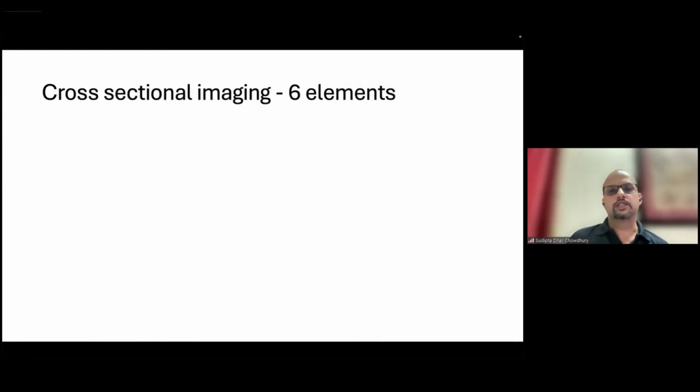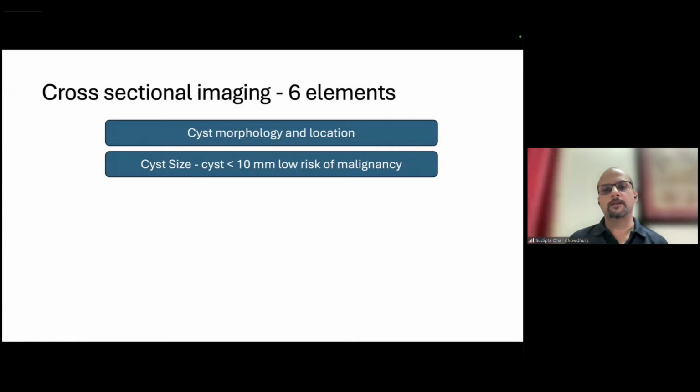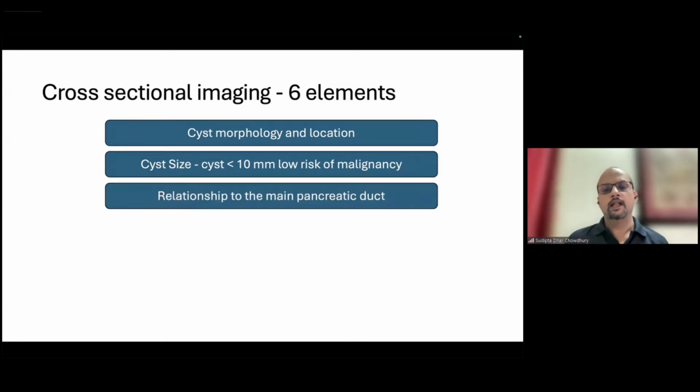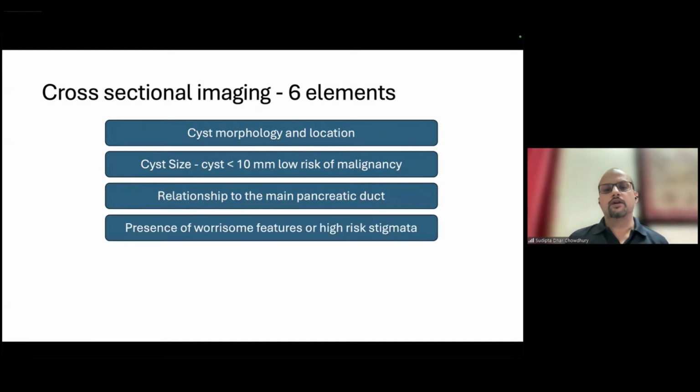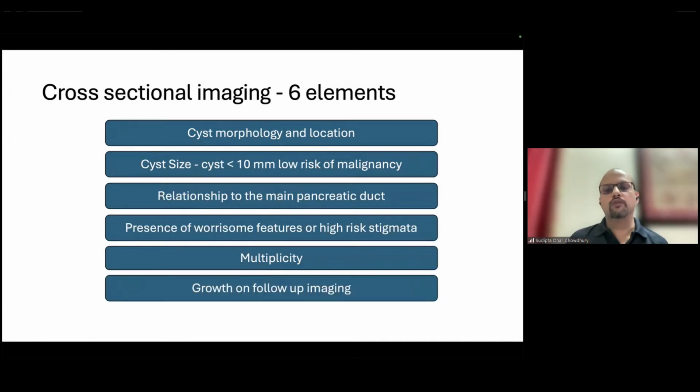So we first start off with cross-sectional imaging, and there are certain elements of cross-sectional imaging which we should ensure are reported. This includes the cyst morphology and location, and the cyst size. We know that cysts less than 10 millimeters harbor a low risk of malignancy and therefore do not require surgery or any form of surveillance. We should identify the relationship to the main pancreatic duct, the presence of worrisome features or high-risk stigmata, the multiplicity of the lesions, and of course, growth on follow-up imaging.